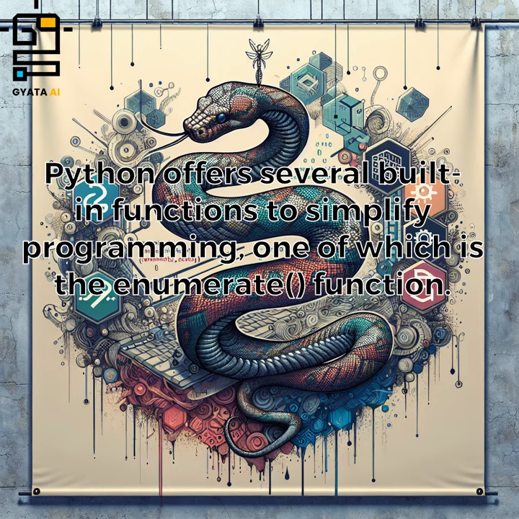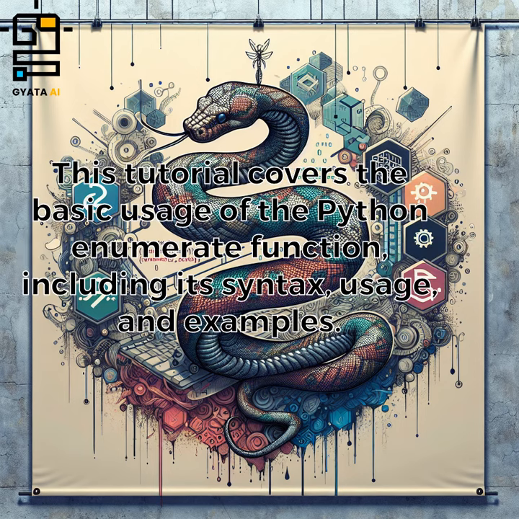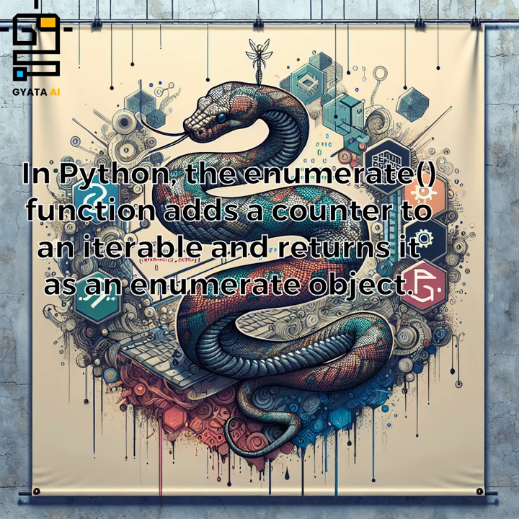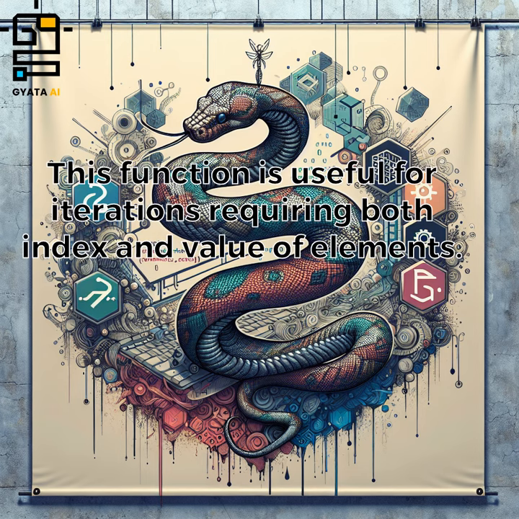Introduction. Python offers several built-in functions to simplify programming, one of which is the enumerate function. This tutorial covers the basic usage of the Python enumerate function, including its syntax, usage, and examples. Understanding enumerate in Python. In Python, the enumerate function adds a counter to an iterable and returns it as an enumerate object. This function is useful for iterations requiring both index and value of elements.